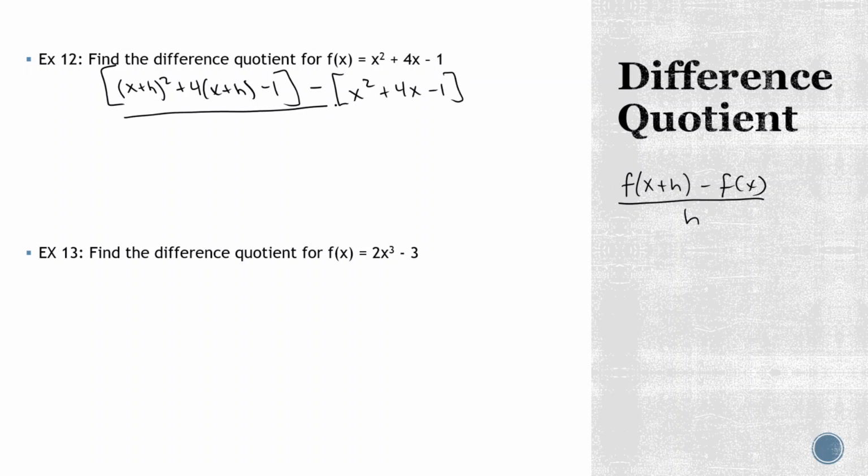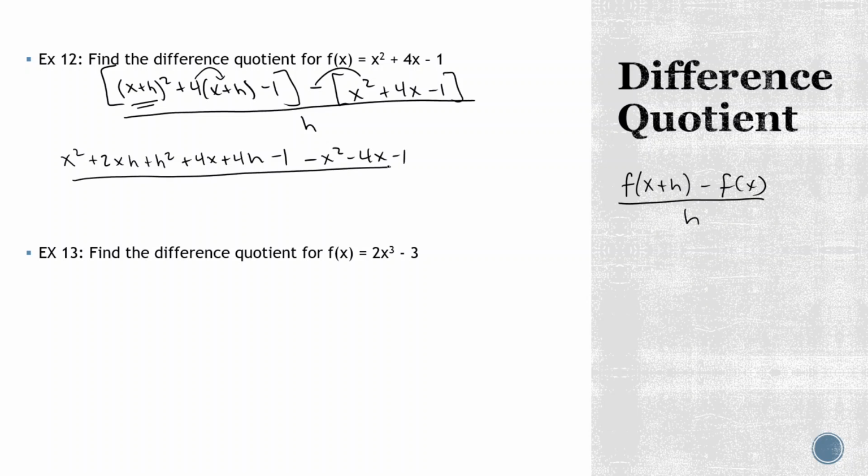So I'm going to take f of x plus h, and then I'm going to subtract f of x, and I'm going to put it all over h. Okay? Now sometimes we can simplify this, and sometimes we'll have to just leave it, but this one we can do some algebra on. I'm going to FOIL this out first, x squared plus 2xh plus h squared. Then I'm going to distribute my 4. Then I'm going to distribute the negative, and it's still all over h.